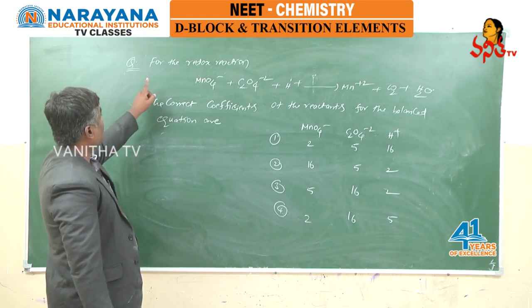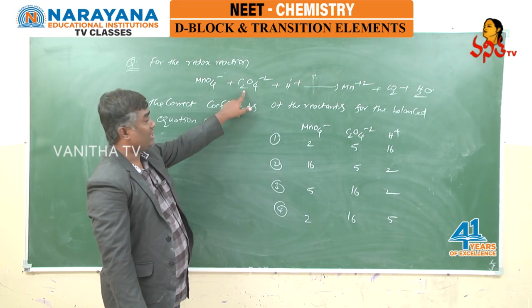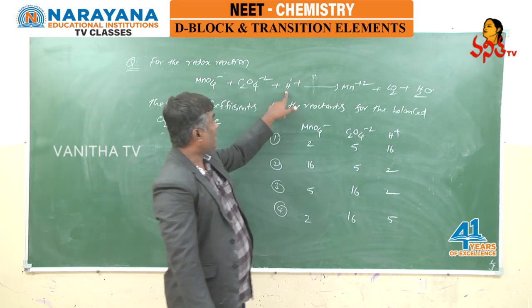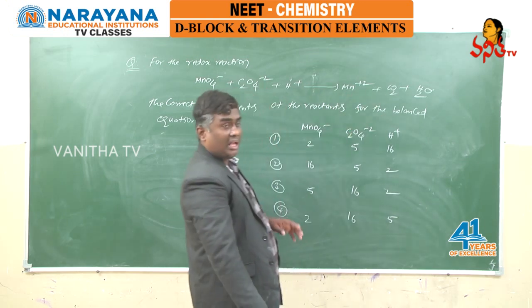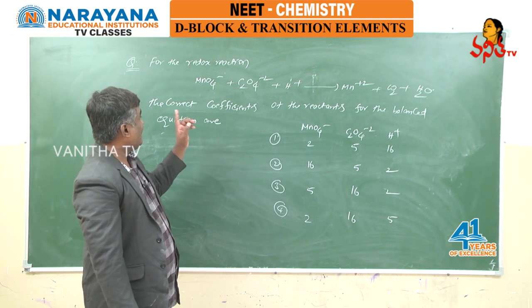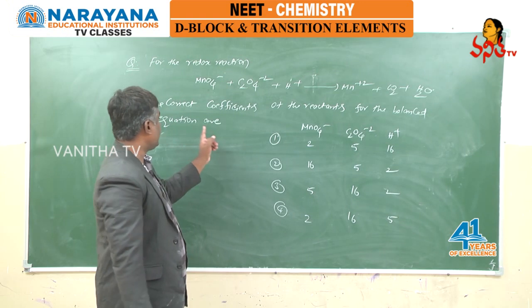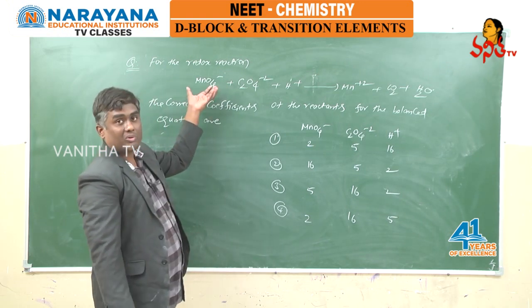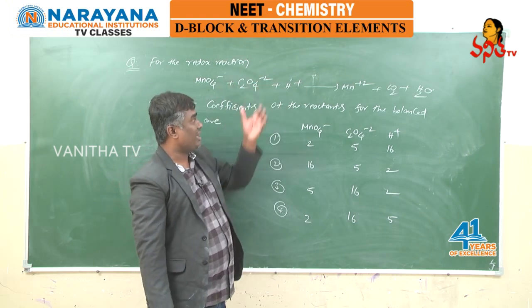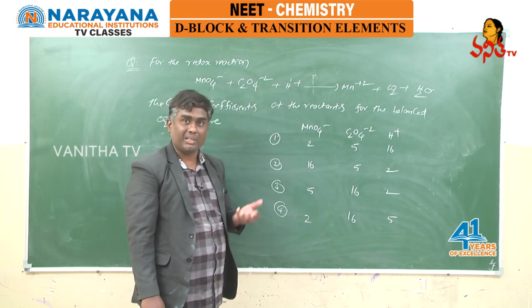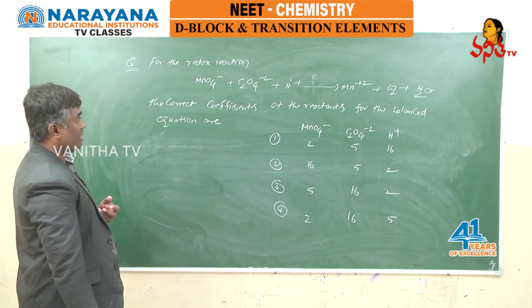Now the question is, for the redox reaction in which MnO4 minus reacts with oxalic acid in acidic medium, it is turned into Mn plus 2, carbon dioxide and water. In this reaction, what are the correct coefficients of the reactants for the balanced equation, meaning how many moles of MnO4 minus, how many moles of oxalate ion, and how many moles of H plus ions are involved in the reaction, they are asking. For that purpose we first have to balance the given equation.